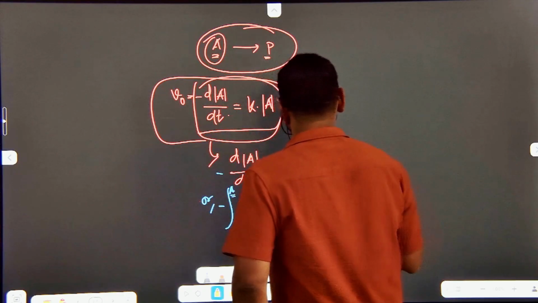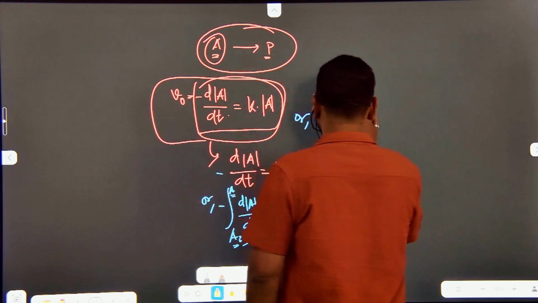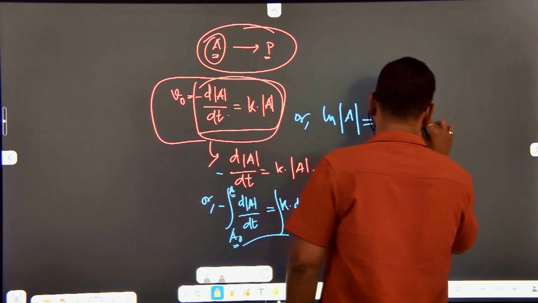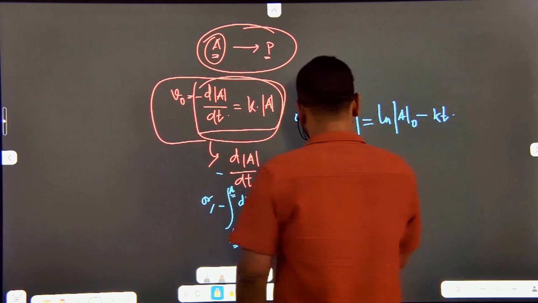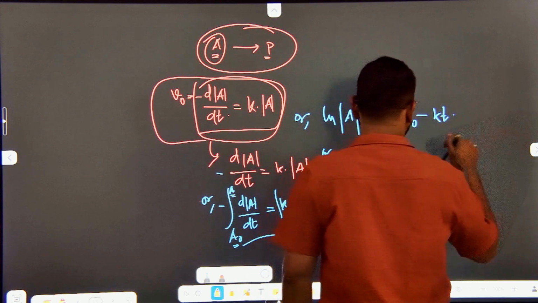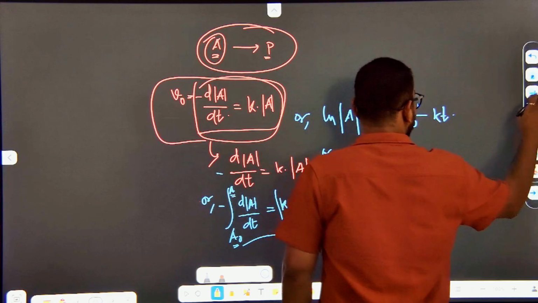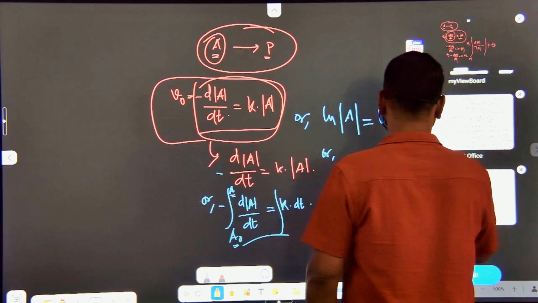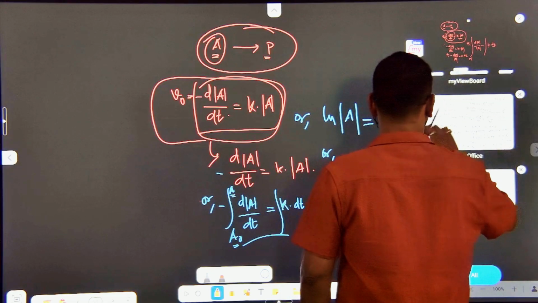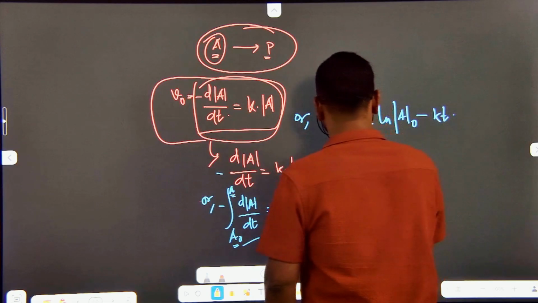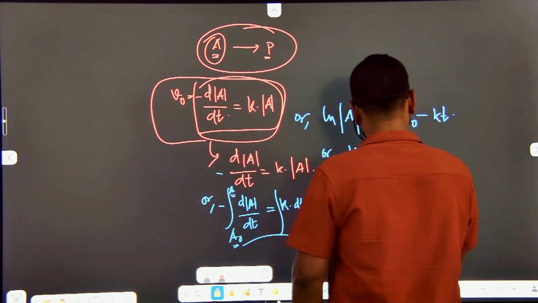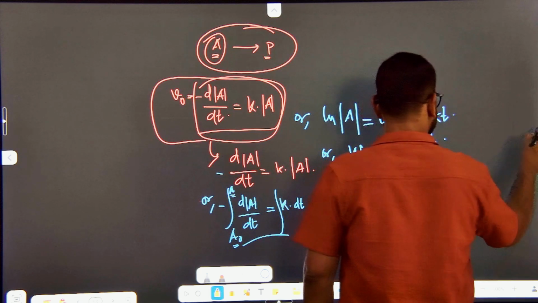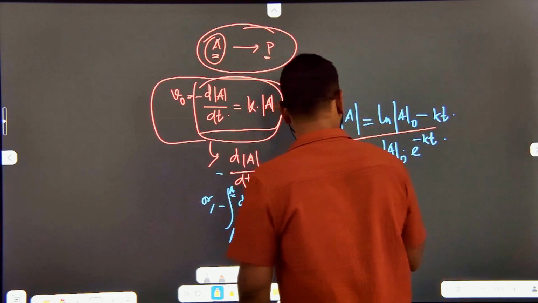After a series of equations, we will finally receive ln A equals to ln A naught minus kt, or A equals to A naught into e to the power minus kt. This can be the final reaction.